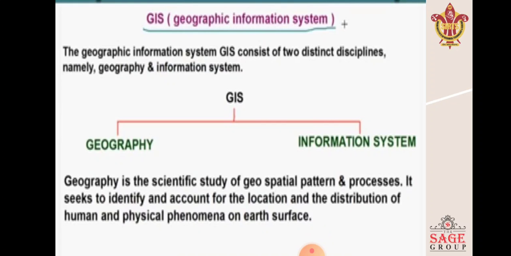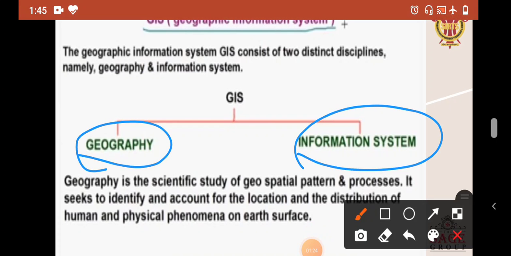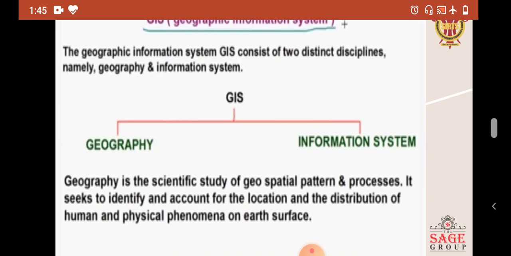The geographic information system, GIS, consists of two words. First is geography and second is information system. Now, first, what is geography? Geography is a scientific study of geospatial pattern and process. It seeks to identify and account for the location and the distribution of human and physical phenomena on the earth.